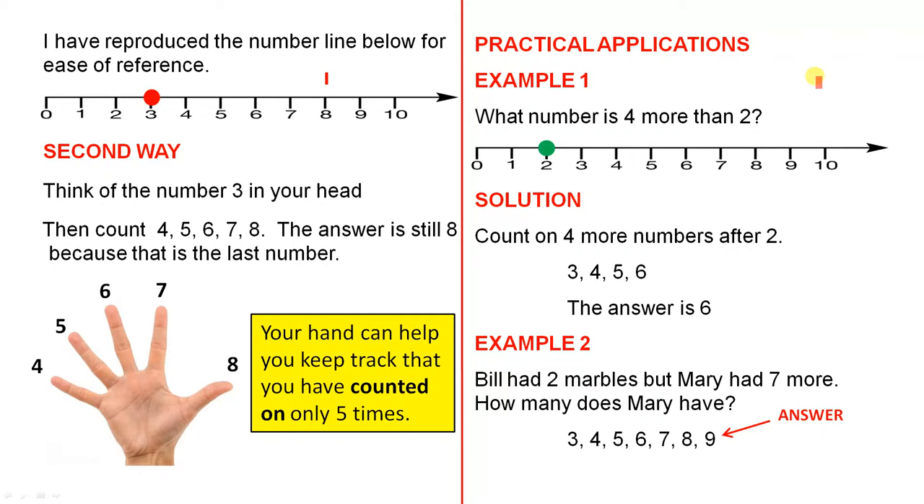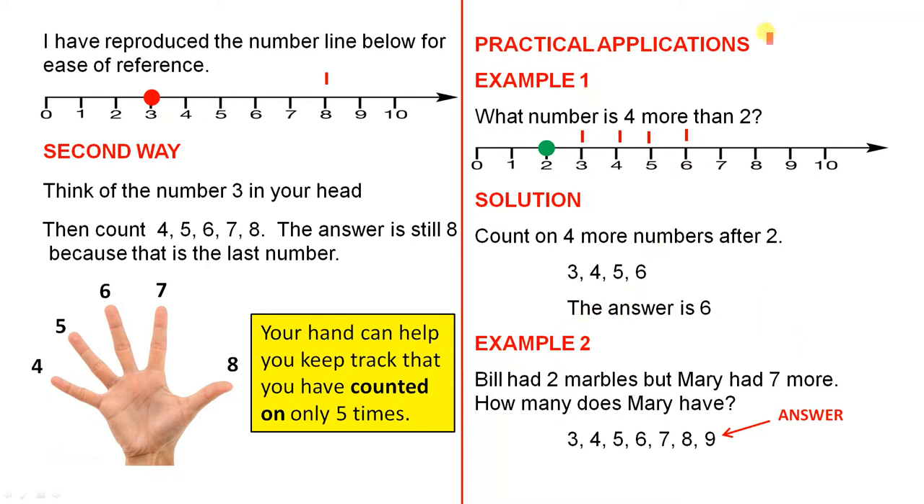Practical examples. Now some applications here. We'll do another question and then give you an indication of how we can apply this in real life. What number is 4 more than 2? Okay, there's 2. What number is 4 more than 2? Count on 4 more numbers after 2. 1, 2, 3, 4. So you get 3, 4, 5, 6, and the answer is 6.